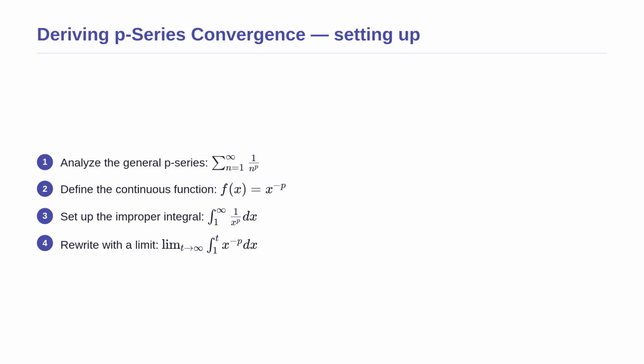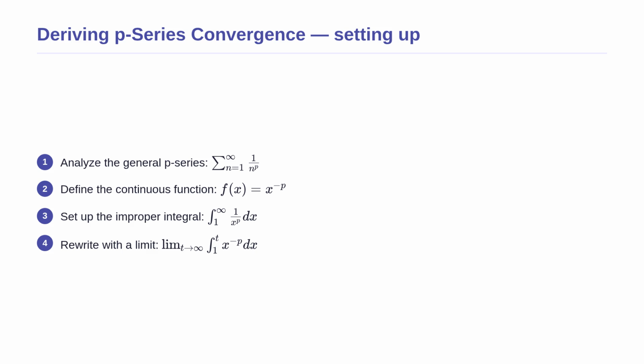We start by defining our continuous function as 1 over x to the power of p, which we can also write as x to the negative p. We then set up the improper integral from 1 to infinity. To evaluate this rigorously, we replace the upper limit of infinity with a variable t and take the limit as t approaches infinity. This is the standard mathematical procedure for handling boundaries that do not end.